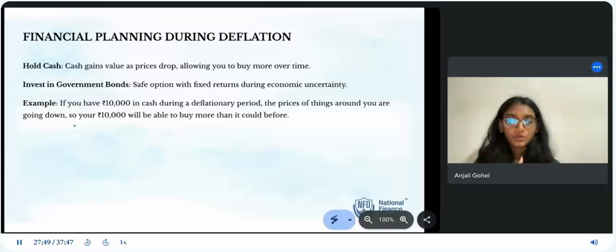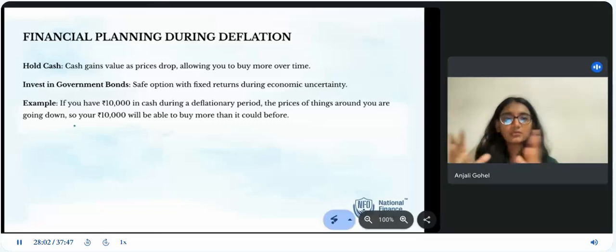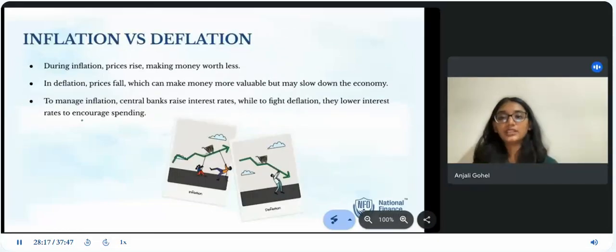Okay, and when we talk about investing in government bonds, it is because bonds are the safest option, which will give you a fixed return. When the economy has slowed down, it's very slow, it's not moving, or there's no growth seen in the economy, investing in bonds is one of the safest options because you will for sure receive a fixed return, right? So these are the few things that can be done during deflation.